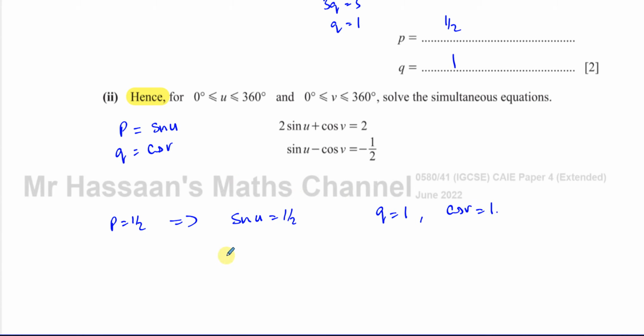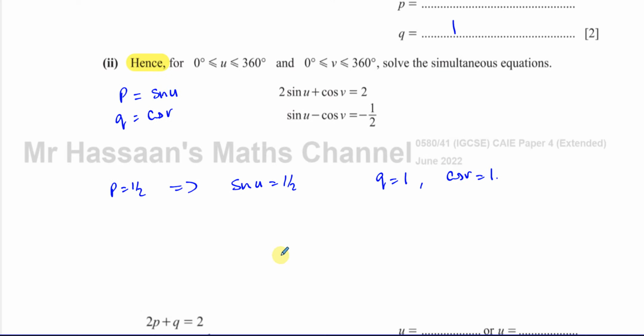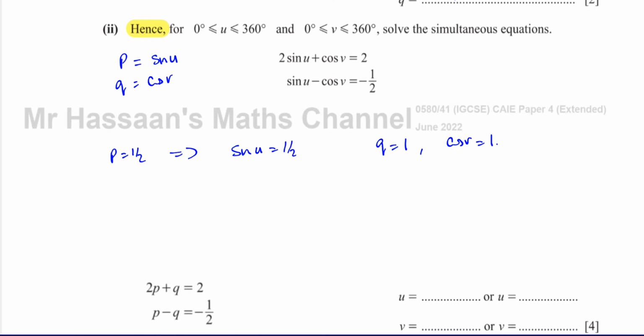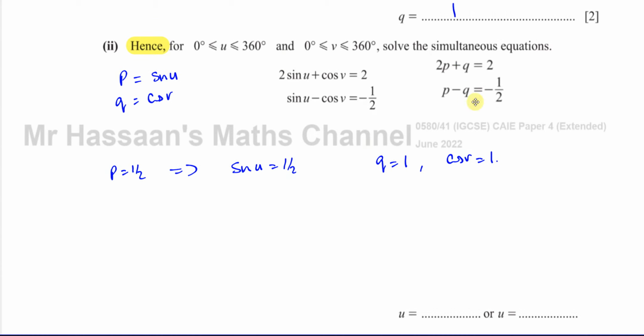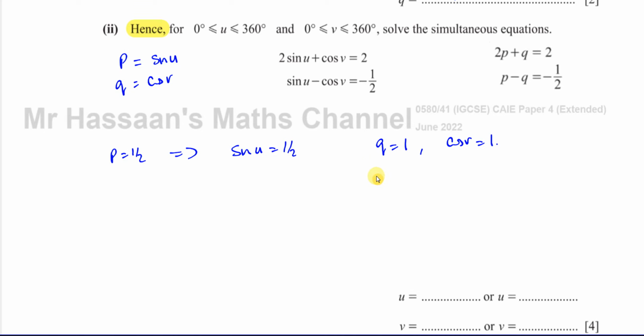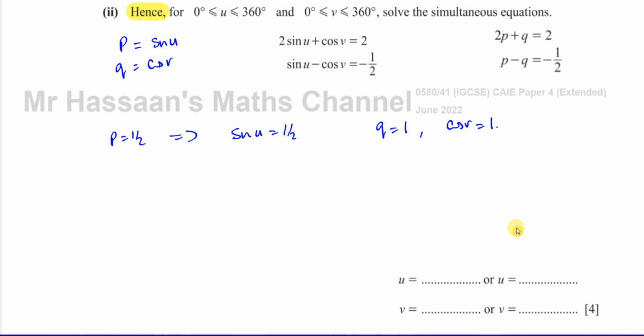So we need to solve this pair of equations between the values of 0 and 360. I brought this down here so we could compare. They're exactly the same thing, except p has been replaced by sine u and q by cosine v. So whenever it says hence, look for that connection. Now what we have to do is solve these equations and find all the solutions between 0 and 360. To solve them, I'm going to do a bit of a review of trig equations. First of all, you're going to use your calculator to find what's called the principal solution.